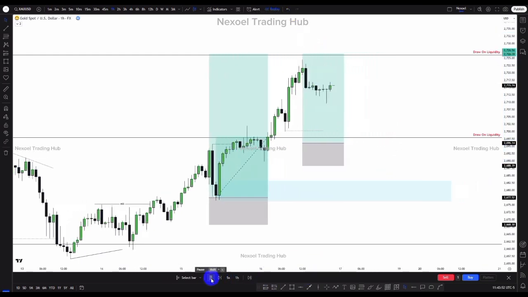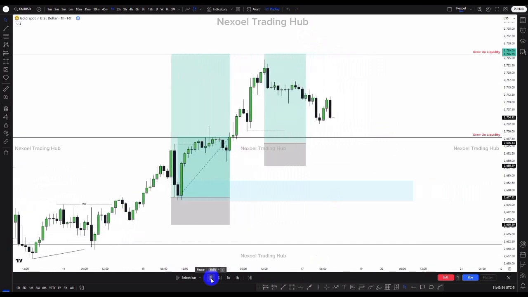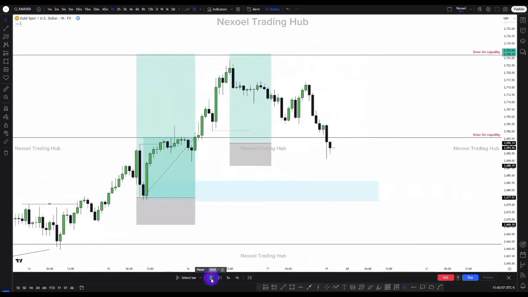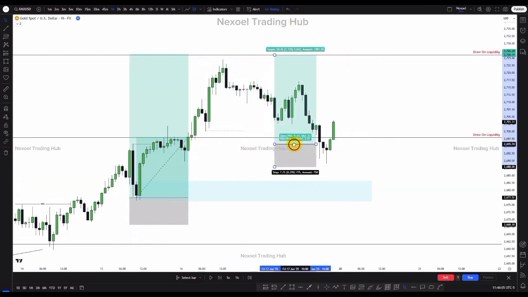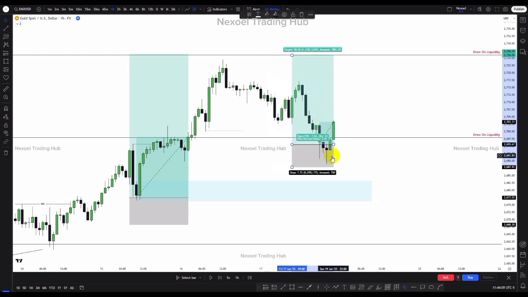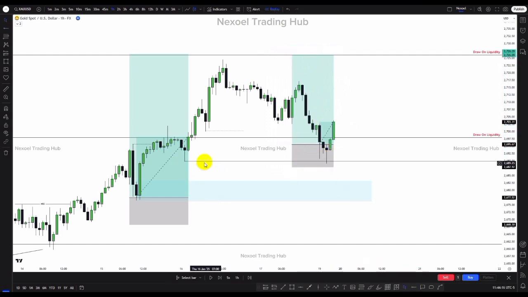Price was just consolidating, returning back to the downside. Let's see if price activated this trade setup. Okay, price activated that, and you can see we're in that position. But I think price swept this low point. Yes, price swept this low point to grab liquidity. We can see price swept this low because we have this fair value gap here.